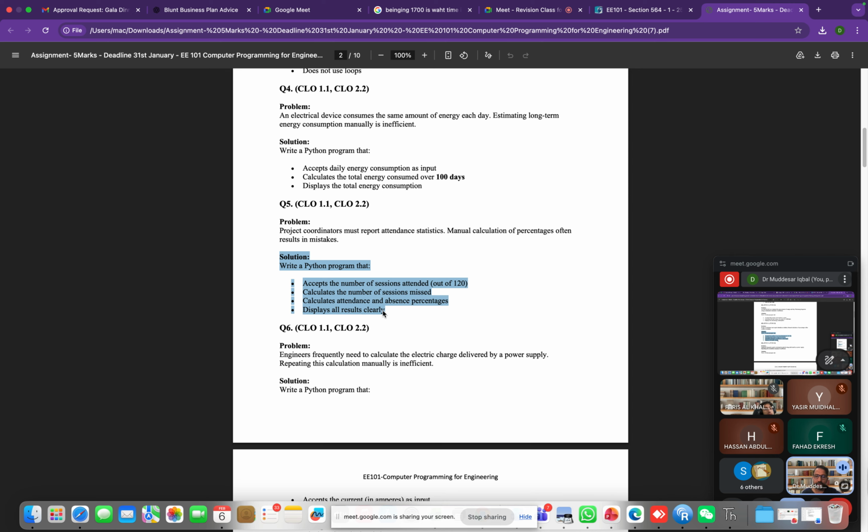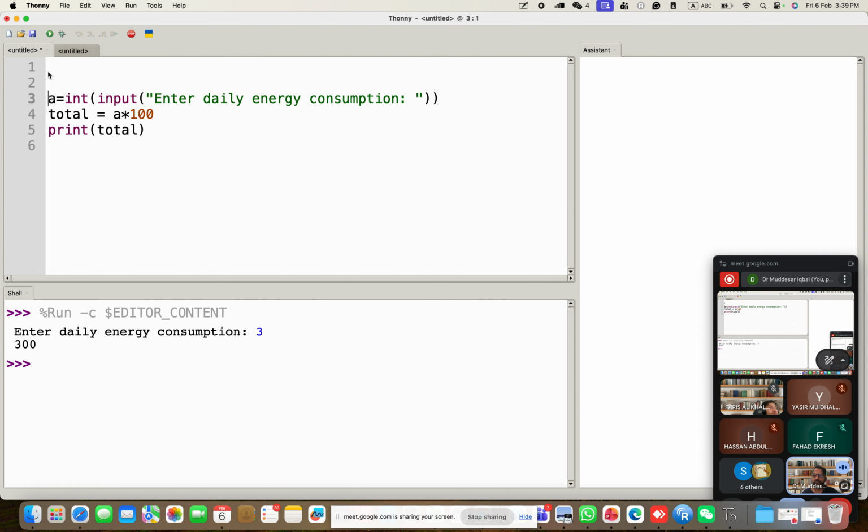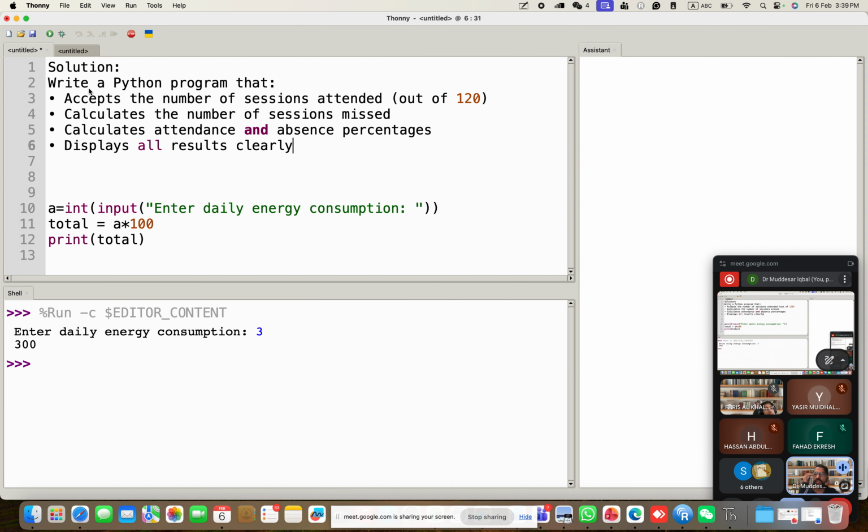I'm going to copy that solution, and I'm going to put it here on top of it. This was question number 4, but let's see what question number 5 is saying. Question number 5 says, write a Python program that accepts the number of sessions attended out of 100. So if you want to convert that into an input, right?